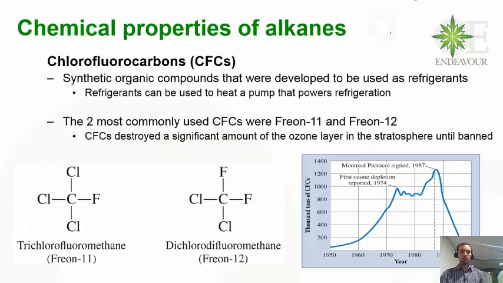So let's have a look at an example of where these halogenated alkanes have actually been used. So halogenated alkanes that have a lot of halogen atoms added have this name of CFCs, chlorofluorocarbons. So some of you might have heard of CFCs because they actually used to be used as refrigerants. So they would actually power the pump within a fridge to keep it cool. So it's providing the energy to keep our fridges cool.